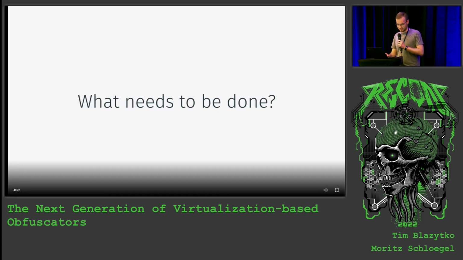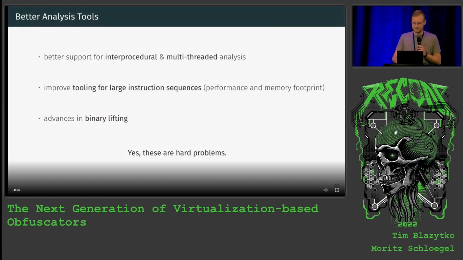So what do we need to do to address this? So first, our analysis tools, they are our bread and butter, so we need to work on them. We need to get support for interprocedural and multi-threaded analysis. We call them multi-threaded opaque predicates. We need to account for that stuff. We need to get our tooling to work effectively and efficiently on large instruction sequences.